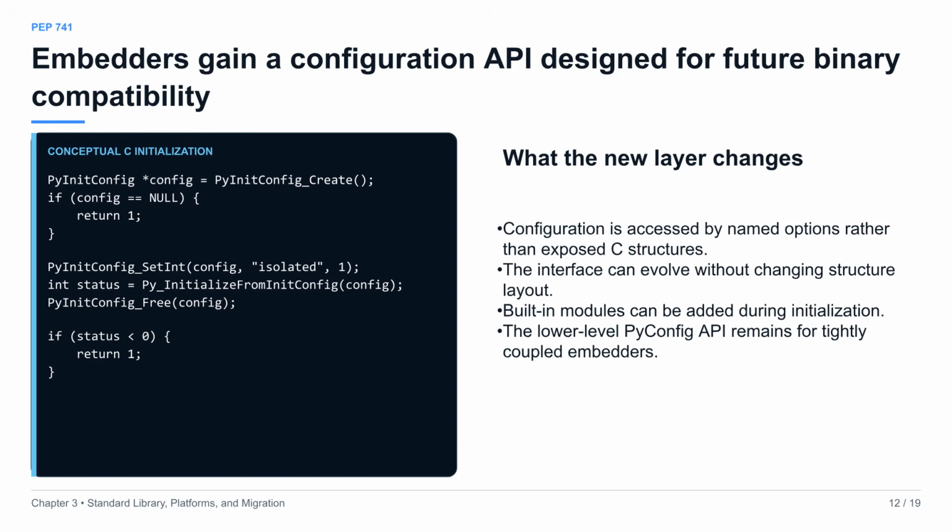Python Enhancement Proposal 741 adds PyInitConfig, a configuration layer for embedders that avoids exposing a C structure whose layout constrains future binary compatibility. Options are set and queried by name, and initialization can include built-in extension modules. The slide shows the intended sequence rather than a complete production error handling implementation. Embedders that emulate the full CPython command line may still need the lower-level PyConfig interface from Python Enhancement Proposal 587.